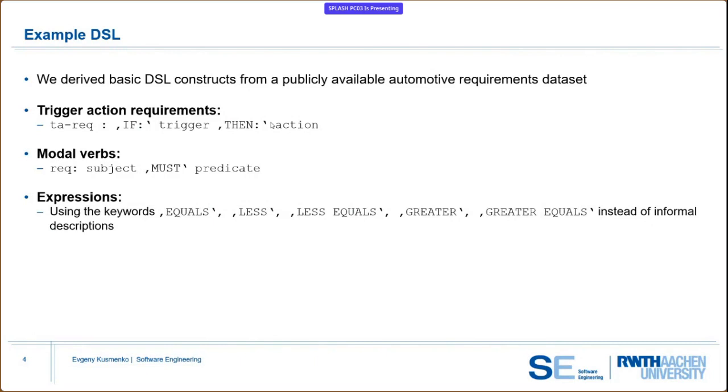And we came up with 3 very simple language constructs. The first one being the trigger action requirements. So in trigger action, or in cyber-physical systems in automotive, we often have to deal with requirements which are formulated like, if there is a trigger, for example, from a sensor, then something needs to happen. So for example, if I push the pedal, then the car needs to accelerate, and stuff like this.